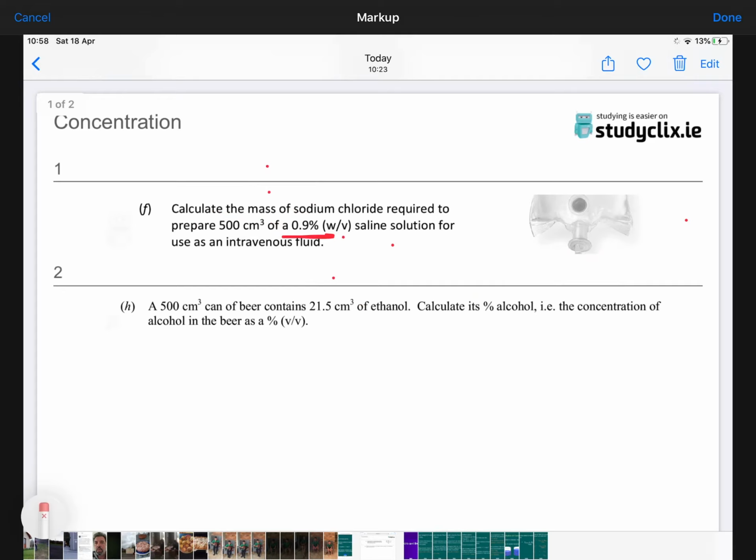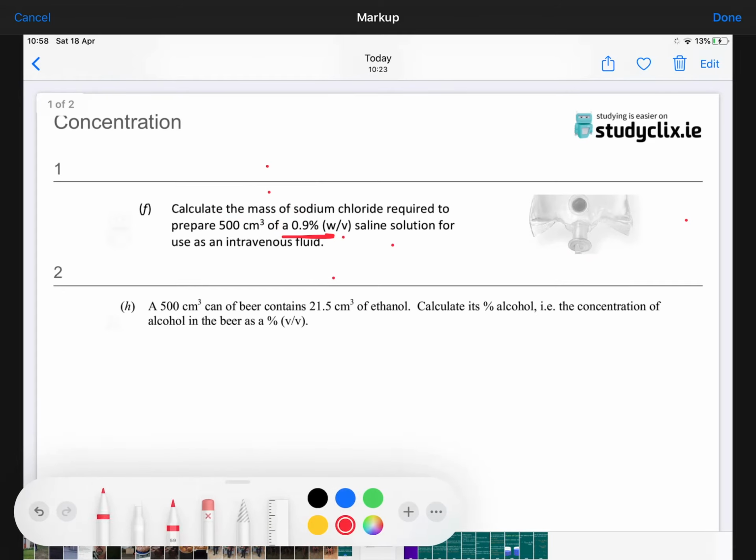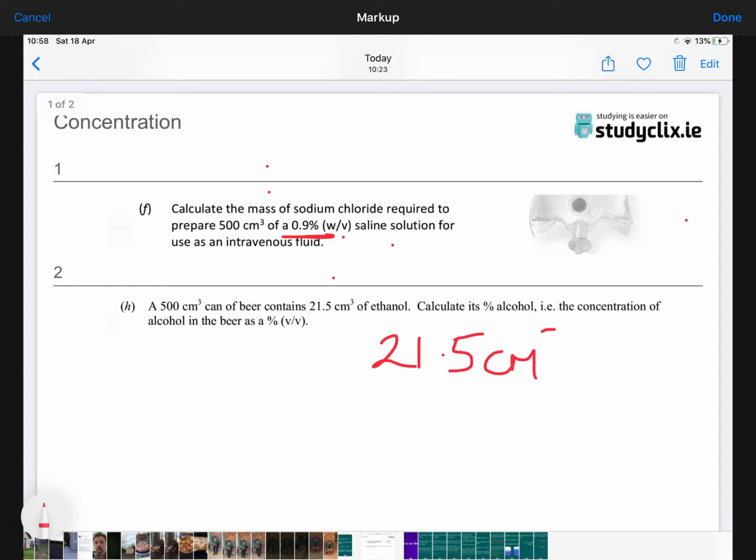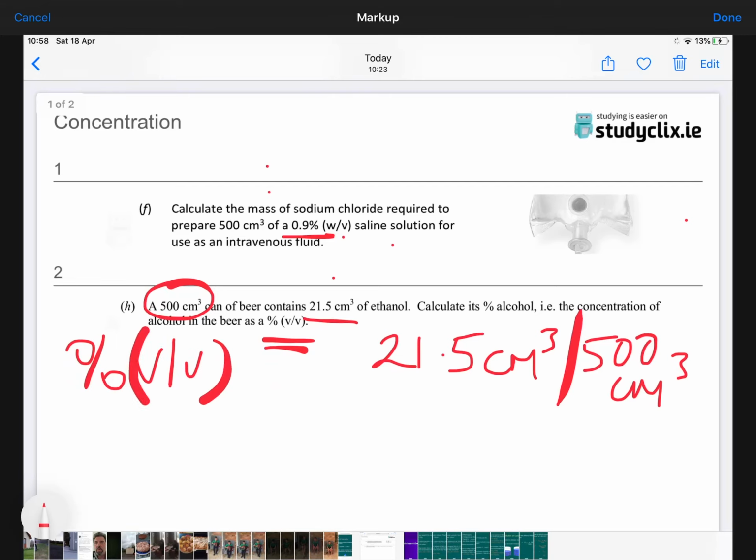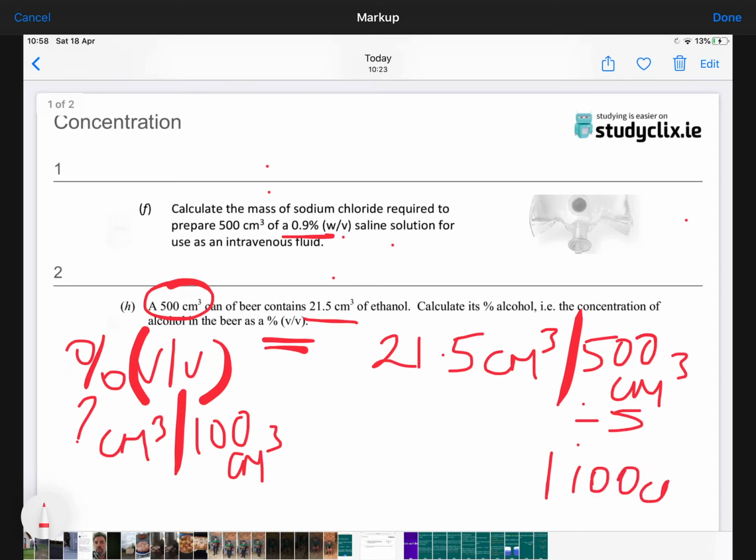Okay, so for the second question, they asked you, a can of beer contains 21.5 cubic centimeters of ethanol, and there's 500 cubic centimeters of beer in the can. So look at the information that you're being given. 21.5 cubic centimeters in 500 cubic centimeters, okay? Calculate the percentage alcohol in the can, percent V by V. Now, what does percent V by V mean? Well, it means you need so many cubic centimeters in 100, always 100 cubic centimeters. Here, currently, we have 500, so this time you have to divide by 5 to bring it down to 100 cubic centimeters. When you divide 21.5 by 5, you'll get 4.3 cubic centimeters. So you would rewrite that as 4.3% V by V. Okay, thank you.